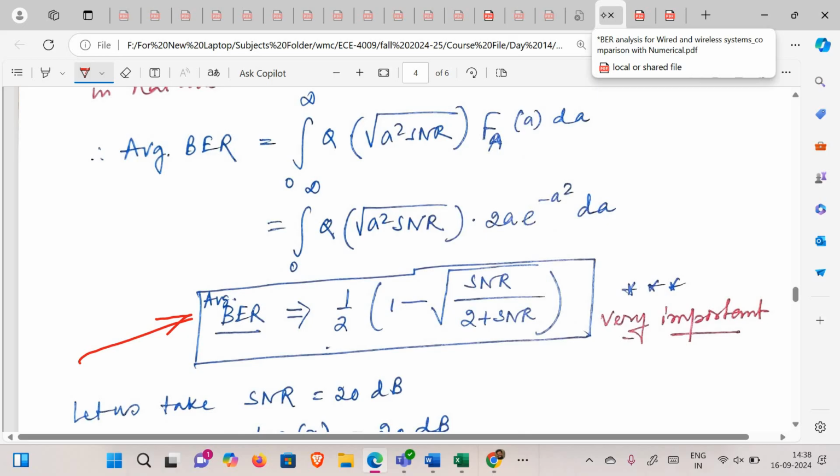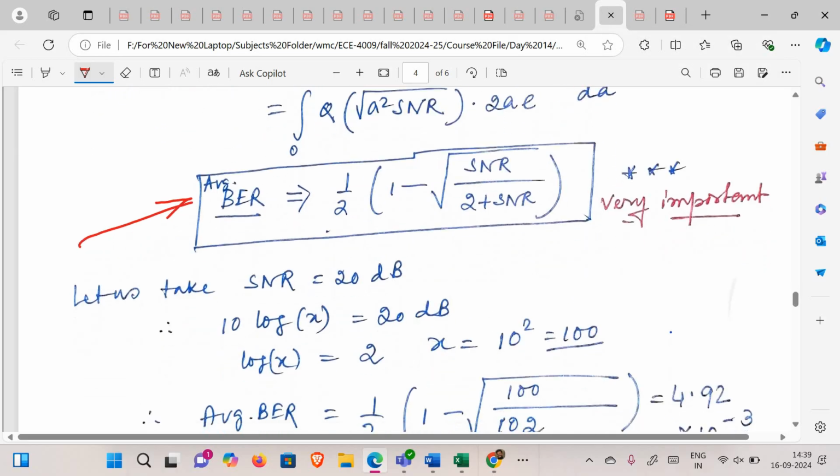So the BER for the normal conventional wired scenario was a simple Q function with square root of SNR. But in case of the BER for the wireless scenario, we have a slightly more complex equation for the same. So let us try to solve questions on this and see how it is impacting our result.